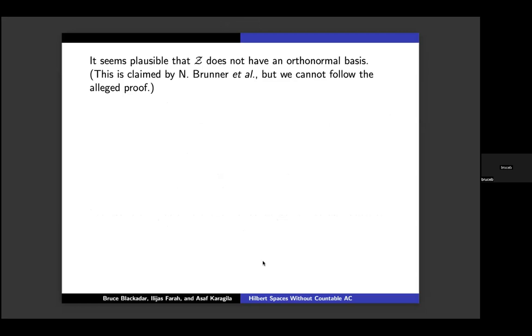Actually, it seems quite plausible that Z doesn't have an orthonormal basis, and we think this is probably true. This is claimed by Brunner and some co-authors in a paper. They refer to a proof in another paper by Brunner. We haven't been able to follow that proof, and we're a little skeptical because they also claim that this implies some other things about Z which are not true. So we're skeptical that this is something that's known, but we think it probably is true.